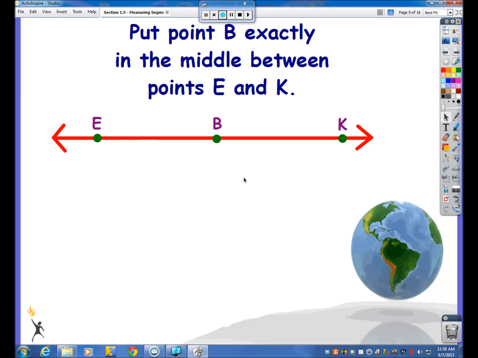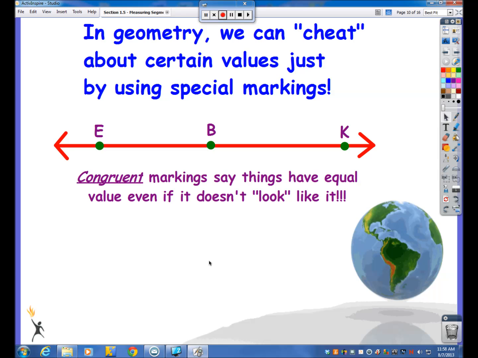It really doesn't matter. I could put it here, I could put it there, I could put it there. As long as I put some special geometrical symbols in here, it doesn't really matter where B goes. You're just going to have to take my word for it. So we can kind of cheat about certain values by using special markings.